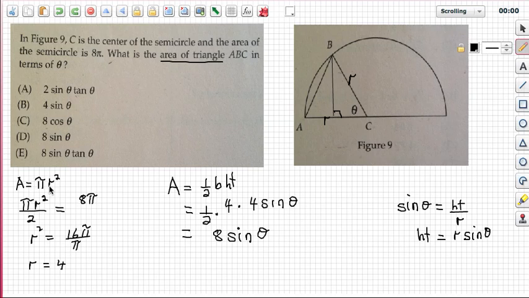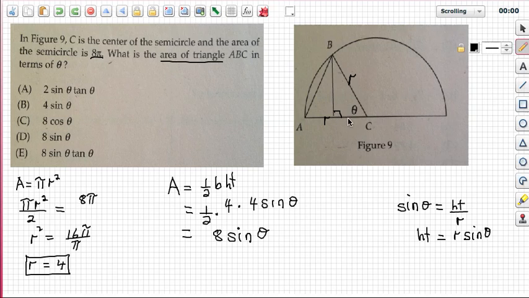So let's start out with the given information here. Half of the area, which is pi r squared over 2, is 8 pi. So using that equation, we can calculate r, which is 4. So our radius is 4. We know that the area of a triangle is half base times height. So the base of the triangle is basically the radius of the circle. And let's go ahead and figure out the height. This would be the height of the triangle.